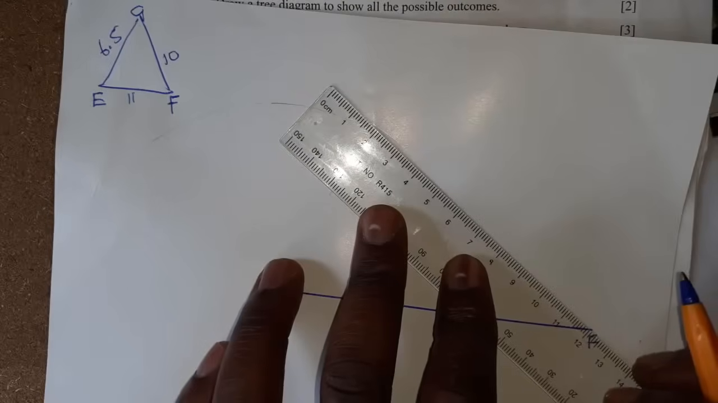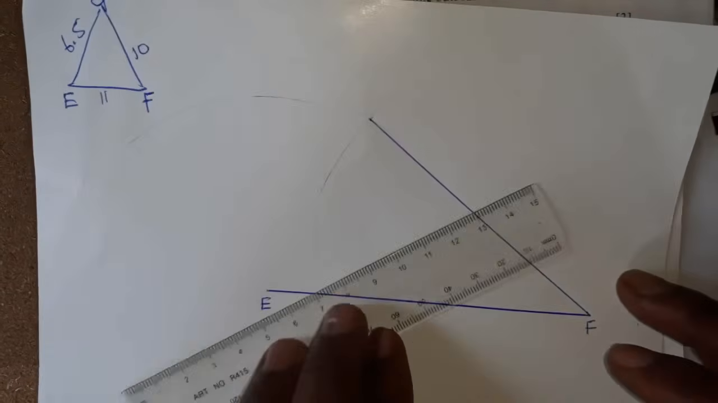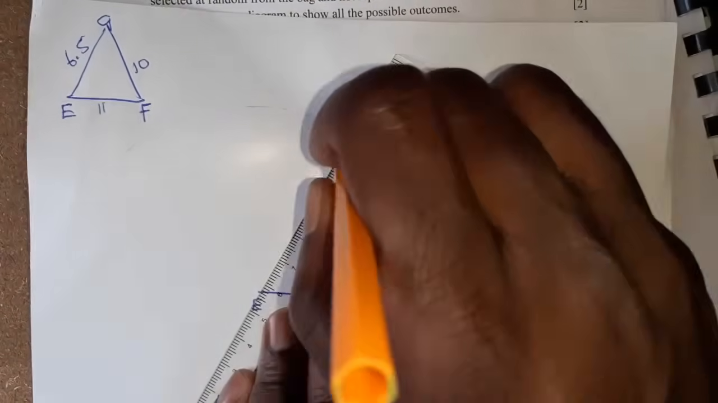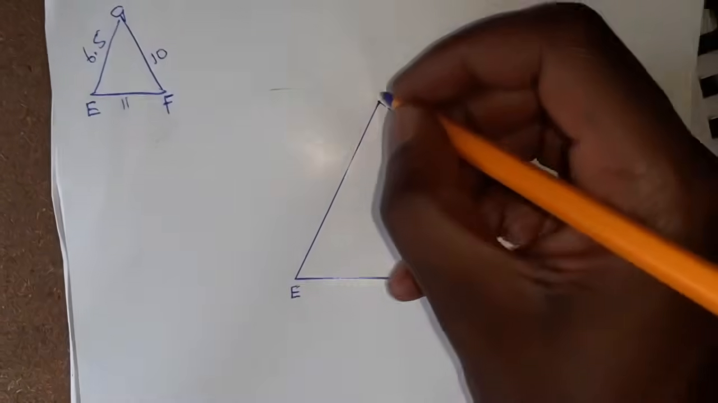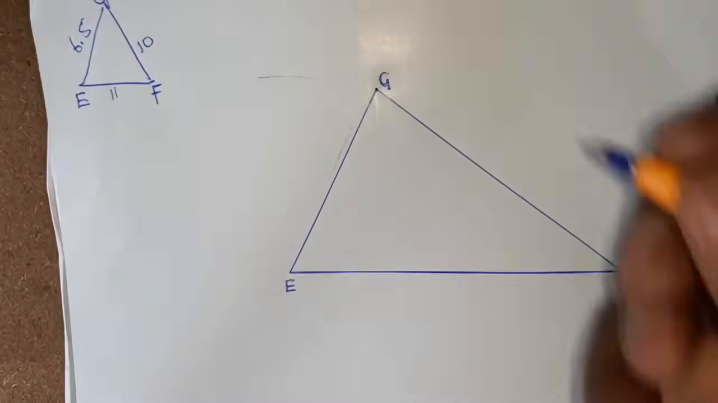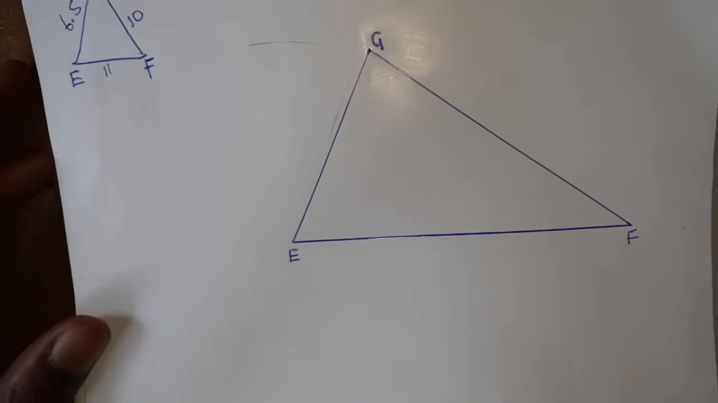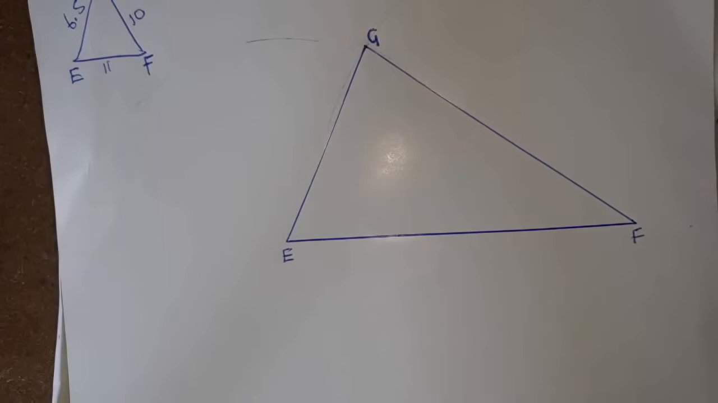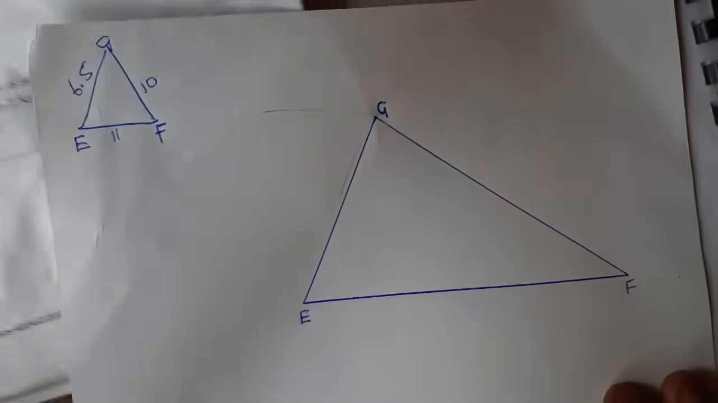So at this point, now we need to join from this point. Okay, so this is what we're going to have, and then this is our G. This is our G here. Are we there? Okay, so now we need to move to the next question.